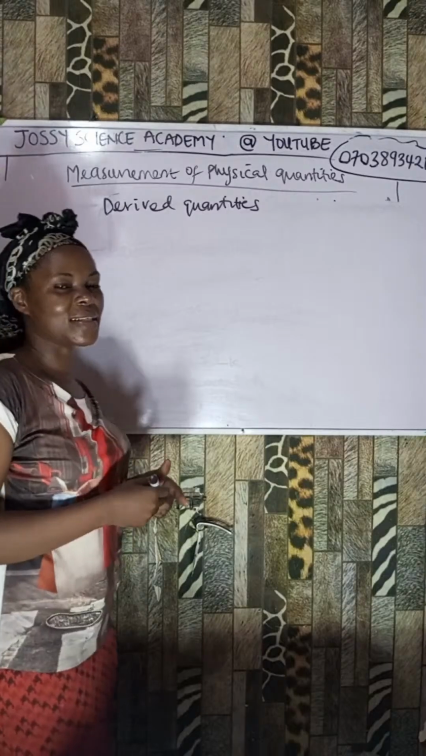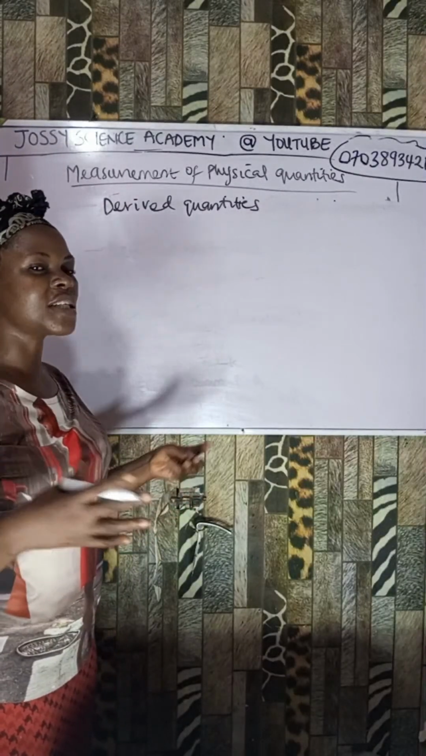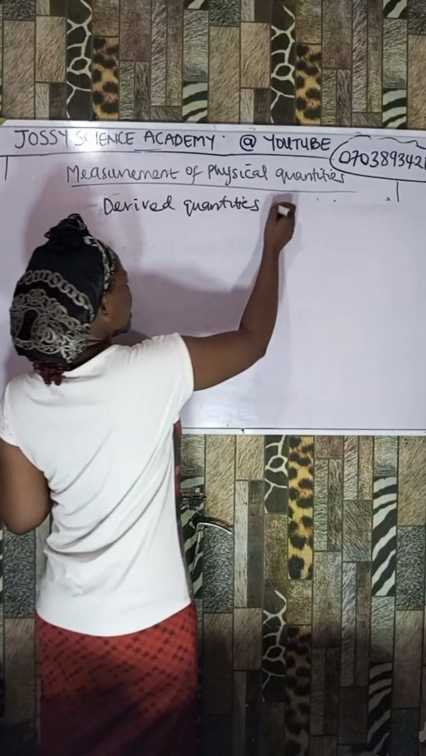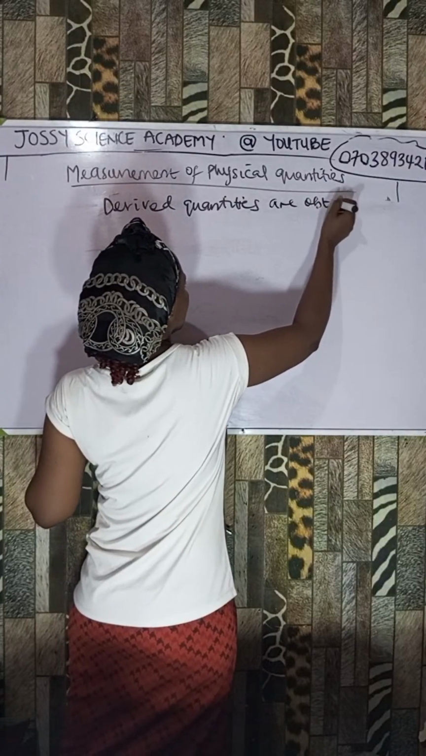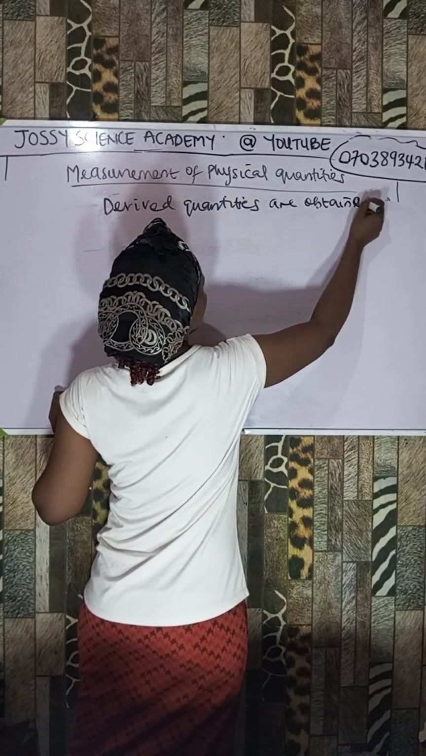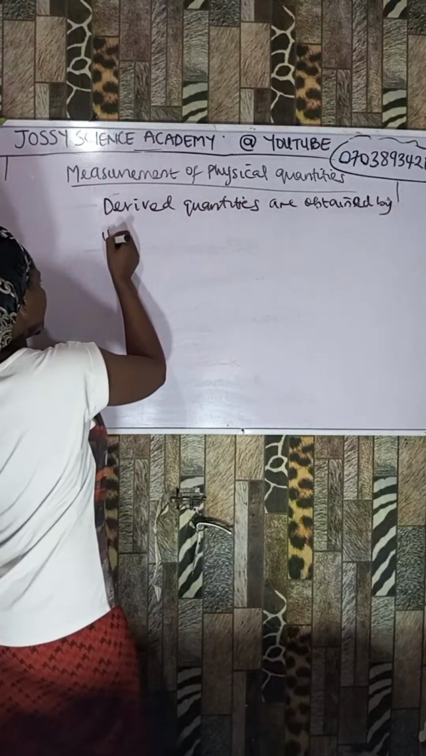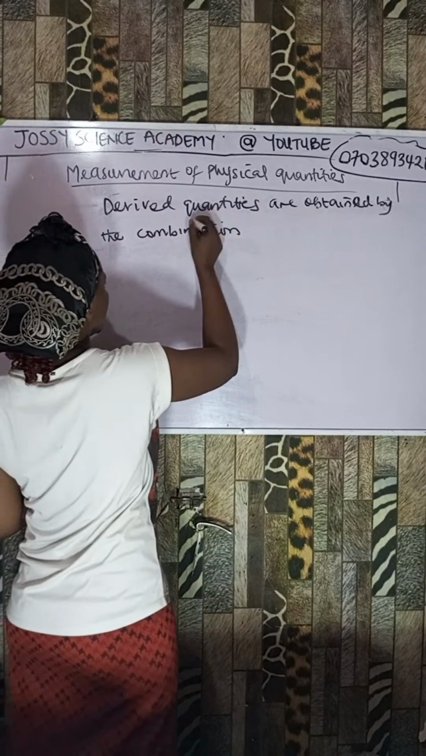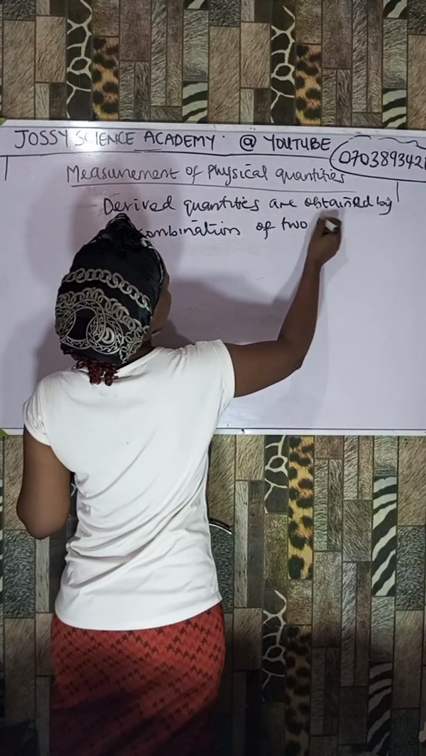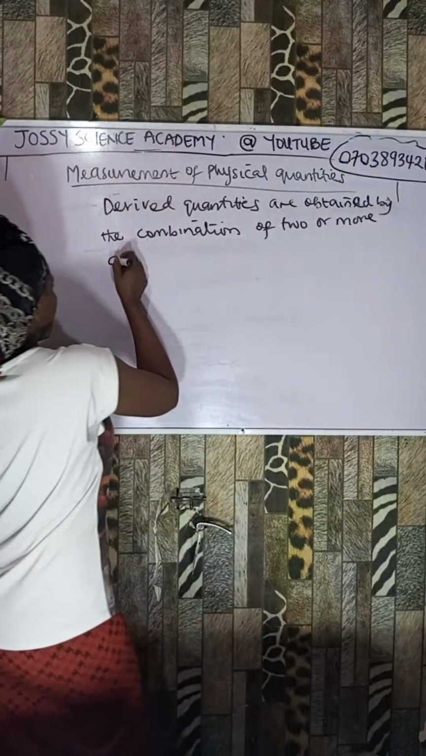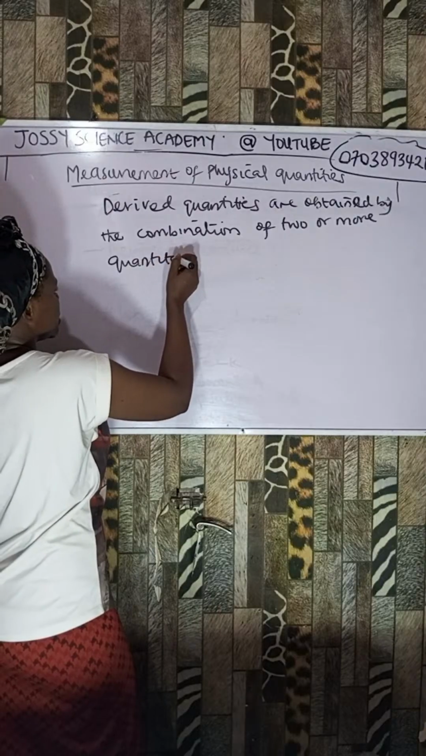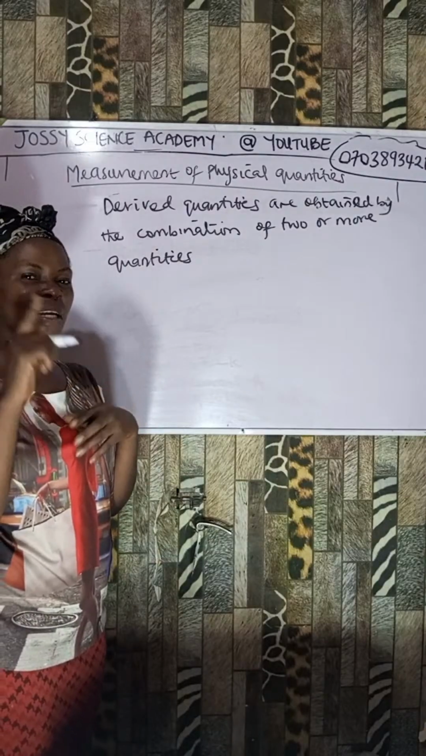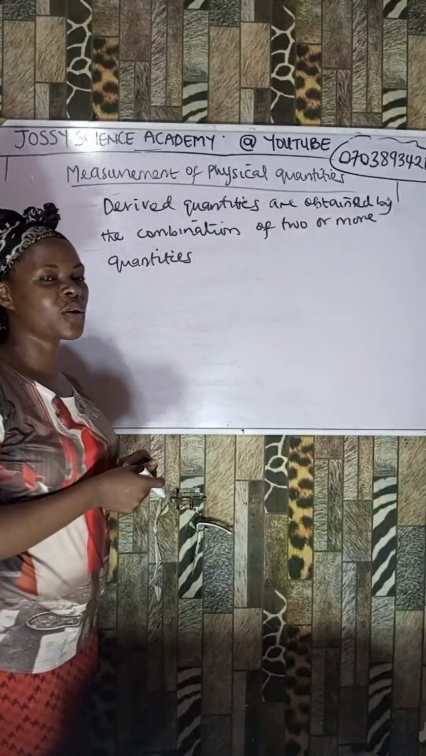We can say that derived quantities are the quantities that are obtained by the combination of 2 or more fundamental quantities. Okay, so when we add these 2 fundamental quantities together, we're going to get one derived. All right, so their units are equally called derived units.